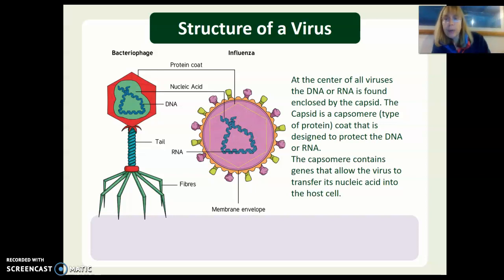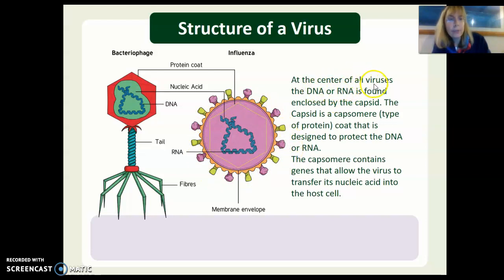Now, what we notice they have in common, they've got a protein coat on the outside, and then they have nucleic acid. In the case of influenza, the nucleic acid makes up RNA, and in the case of the bacteriophage, the nucleic acid forms DNA, deoxyribose nucleic acid, as opposed to ribose nucleic acid. This one's got a tail and these lovely little fibers, whereas the influenza's got these little spikes on the outside.